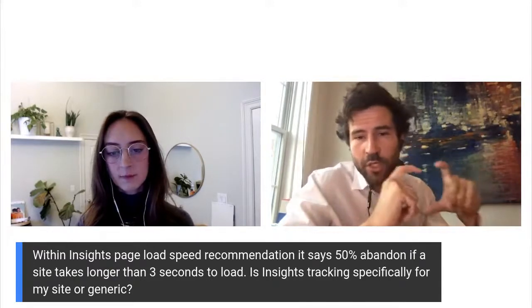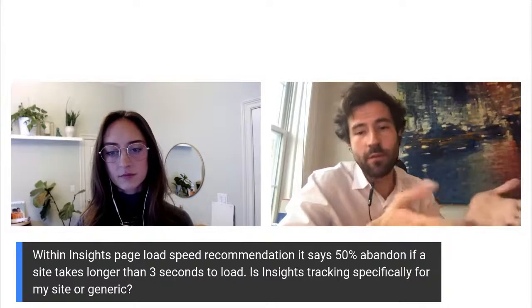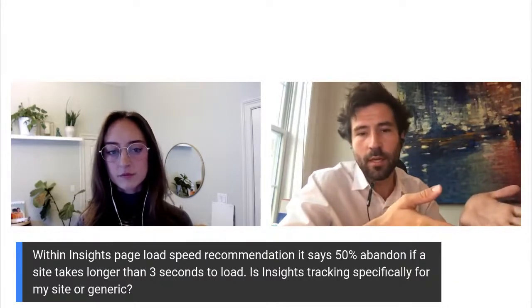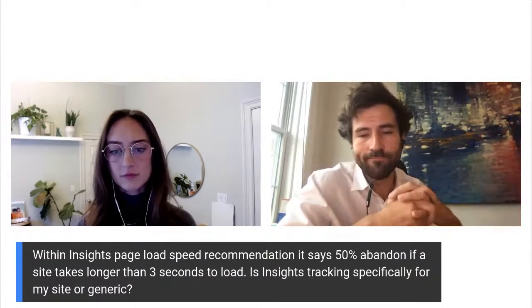The page speed recommendation on the first page will appear only if you have a page speed that is pretty high compared to the cohort.